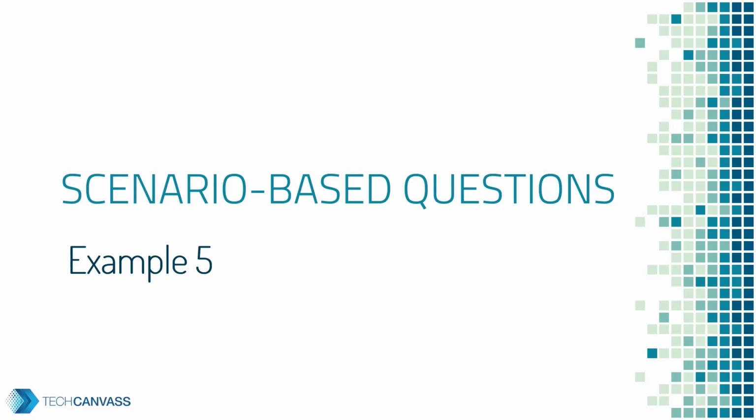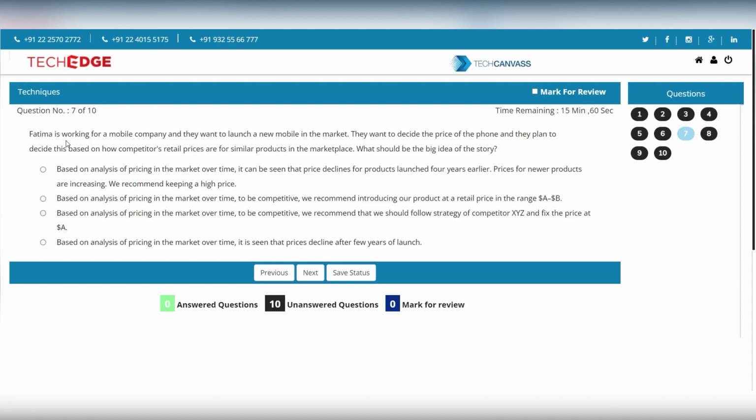Let's take a look at the last example. Fatima is working for a mobile company and they want to launch a new mobile in the market. They want to decide the price of the phone and they plan to decide this based on how competitors' retail prices are for similar products in the marketplace. What should be the big idea of the story? Option A, based on analysis of pricing in the market over time, it can be seen that price declines for products launched 4 years earlier. Prices for newer products are increasing. We recommend keeping a higher price.